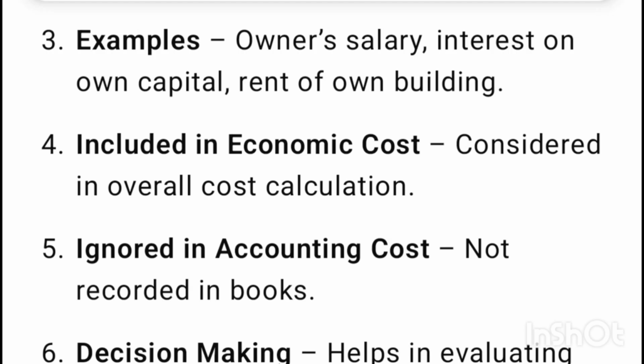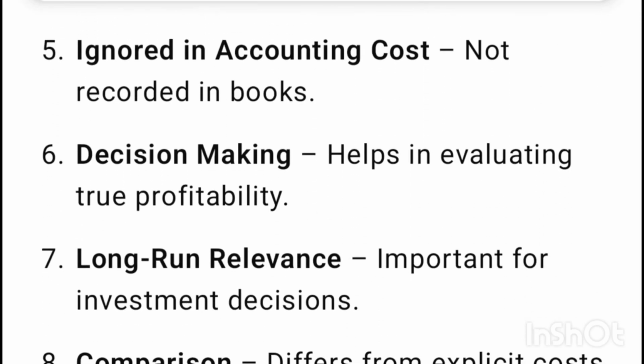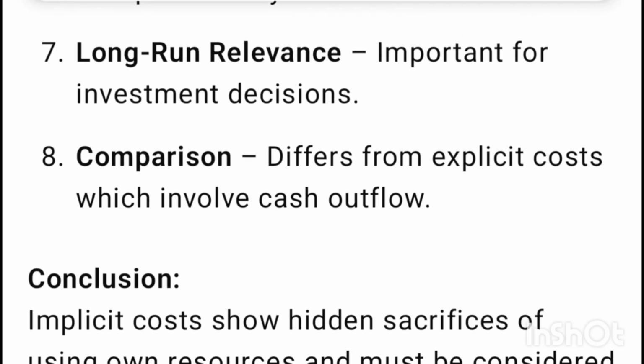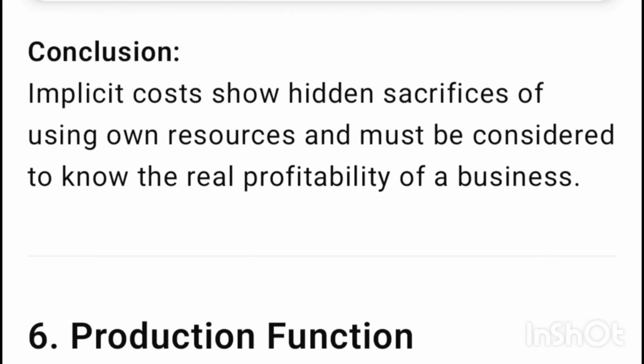4. Included in economic cost. Considered in overall cost calculation. 5. Ignored in accounting cost, not recorded in books. 6. Decision making. Helps in evaluating true profitability. 7. Long-run relevance. Important for investment decisions. 8. Comparison. Differs from explicit costs, which involve cash outflow. Conclusion. Implicit costs show hidden sacrifices of using own resources and must be considered to know the real profitability of a business.